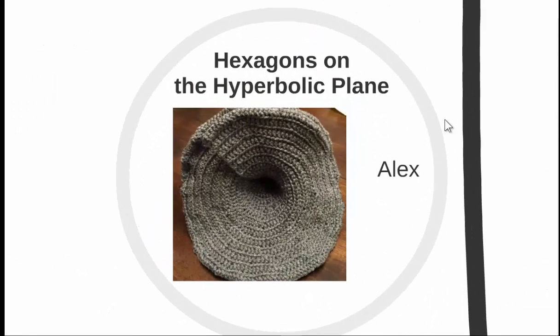And I'm going to be talking about hexagons on the hyperbolic plane. This is a picture of Cindy's crocheted model that is wrapped into the shape of a black hole, which I thought was pretty cool.